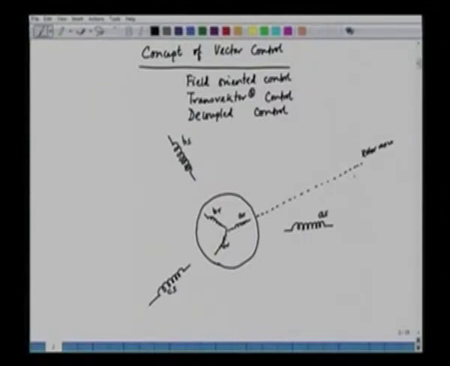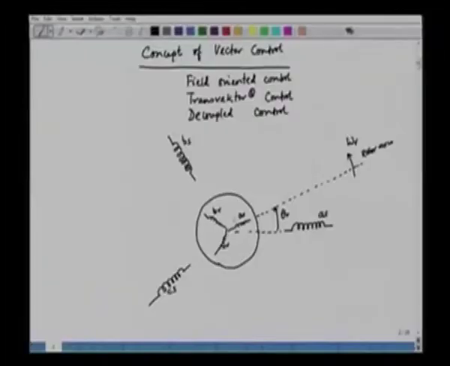And the rotor is rotating at a speed of omega r radian per second. And the stator is stationary, and this angle is the rotor angle, that is theta r. So what we do here is that we are talking about a 3-phase symmetrical induction machine. The rotor is rotating at a speed of omega r.